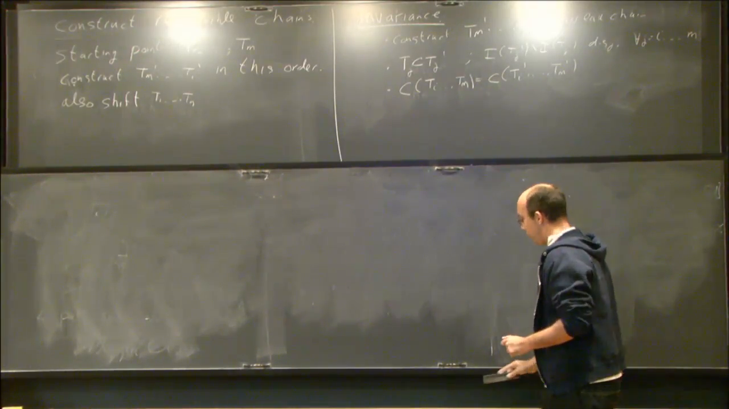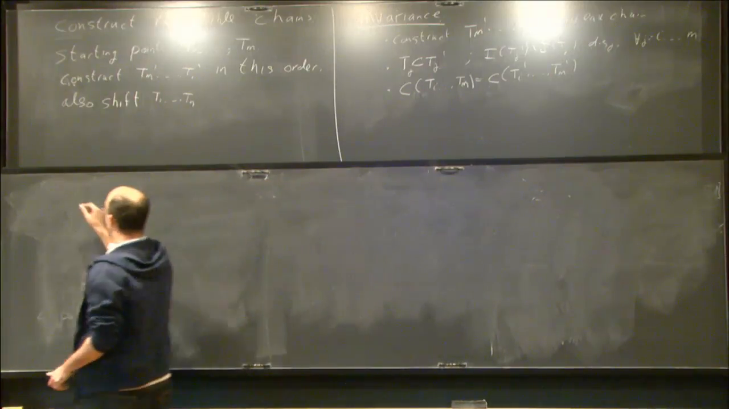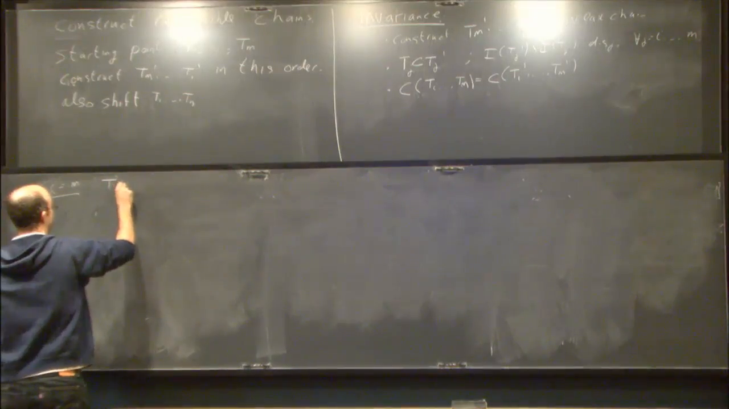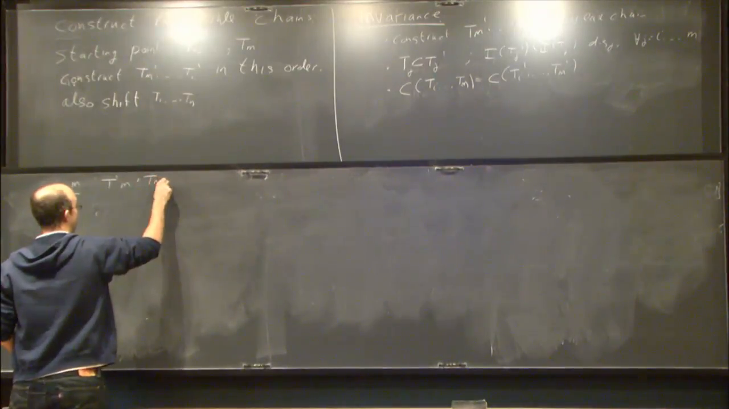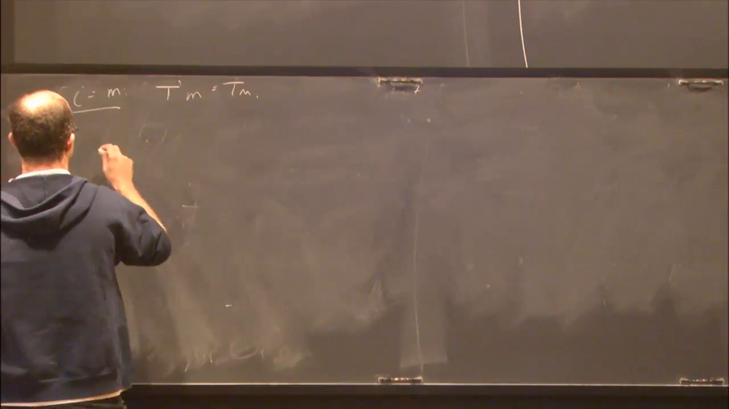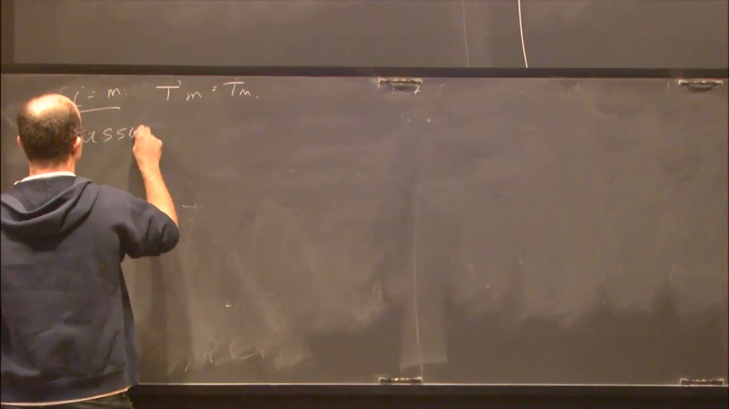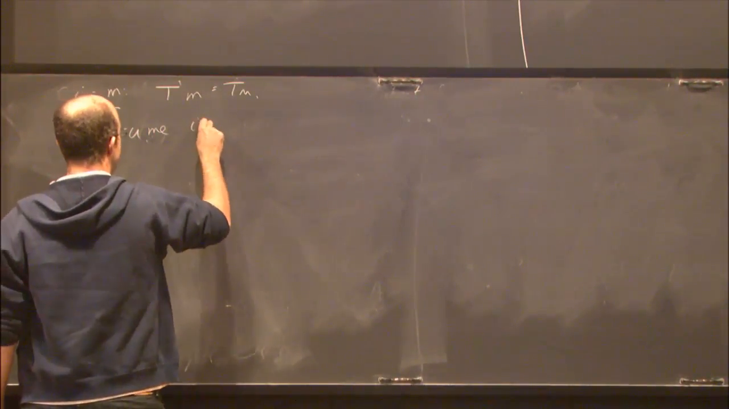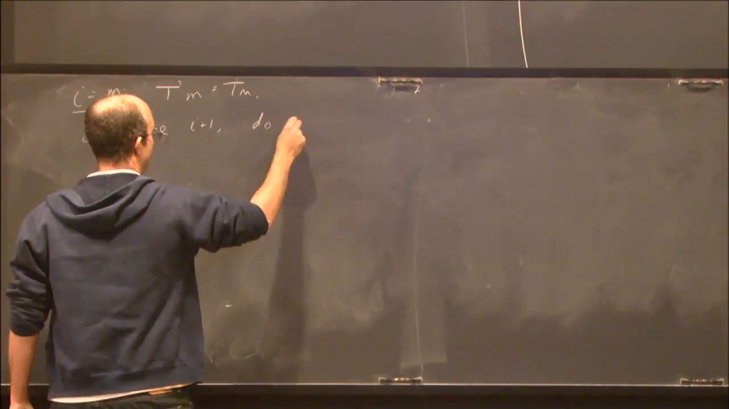So the way we start is very easy. For i equal to m, we just choose T'_m to be T_m, and we're done. You can verify this satisfies the conditions for i equal to m. That's the base case. Now let's assume we did it for i+1, and then we want to do it for i.